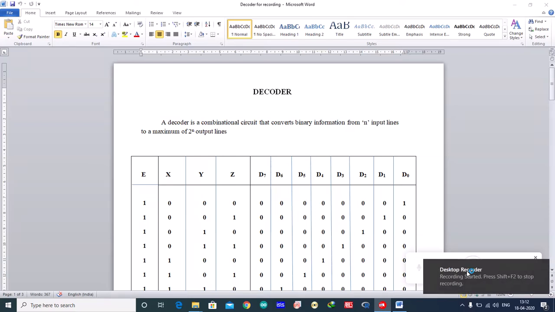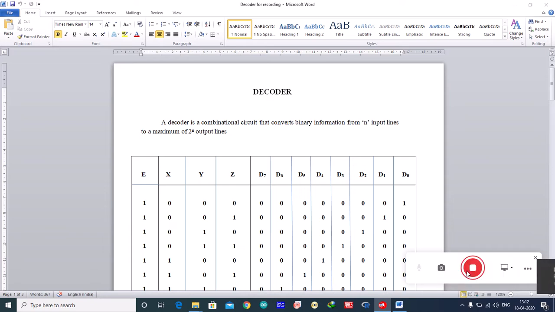In this lecture today we are going to know how to construct a decoder and how it works. A decoder is a combinational circuit that converts binary information from n input lines to a maximum of 2 power n output lines. That is, if we have 2 input lines, we'll have 2 power 2, which is equal to 4 output lines, and if we have 3, 2 power 3 equals 8 output lines, and so on.